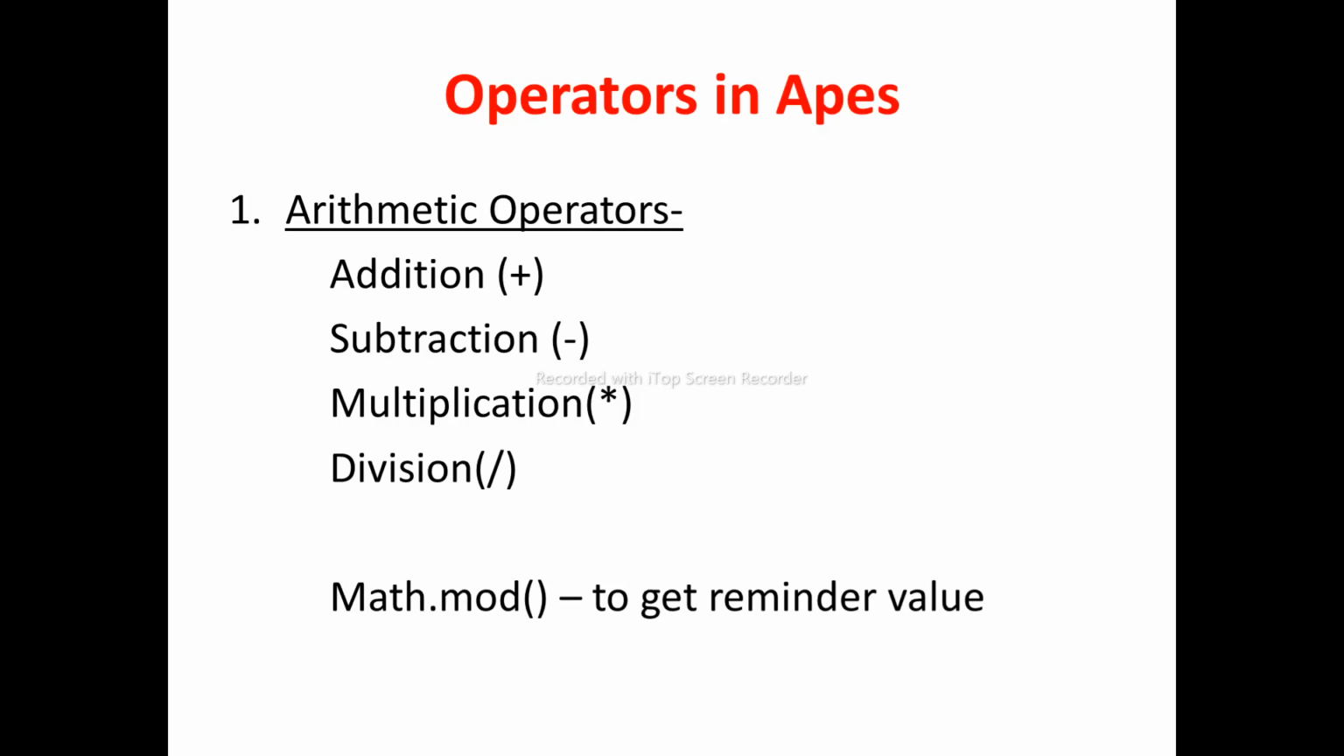Next point is operators in Apex. First operators are arithmetic operators. They contain addition, subtraction, multiplication, division, and the last one is Math.mod. It is used to get the remainder value. These are the arithmetic operators.